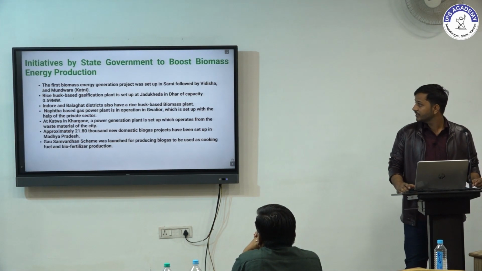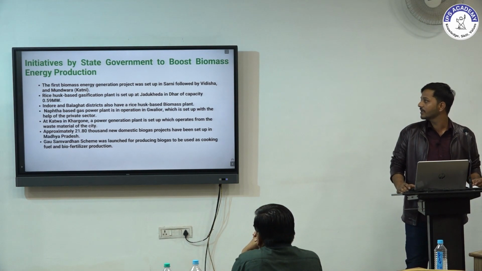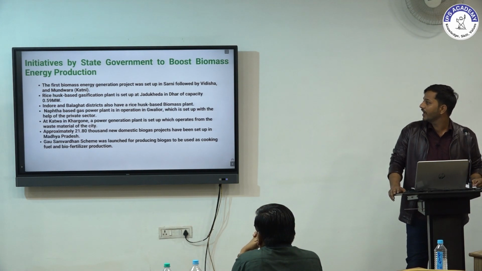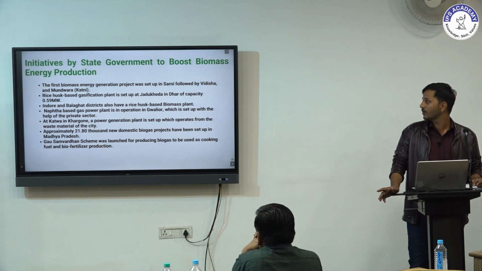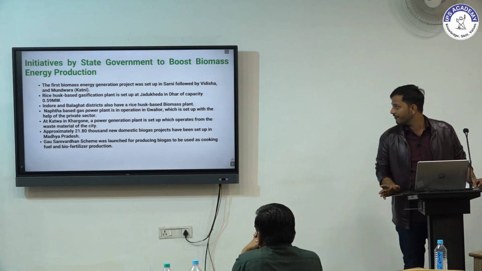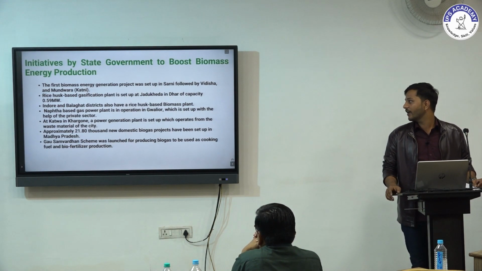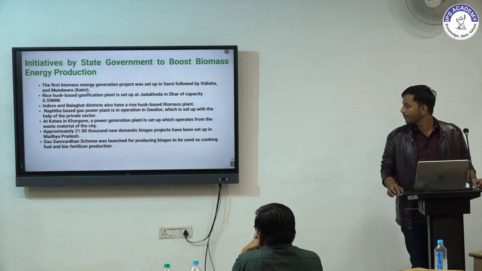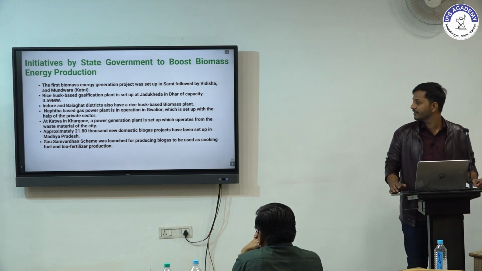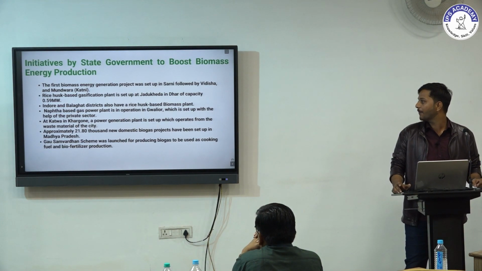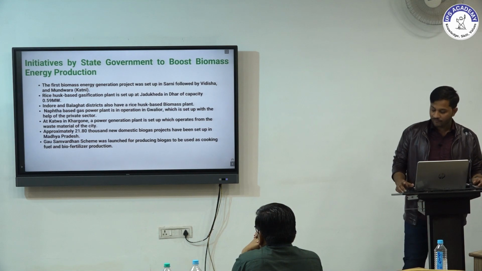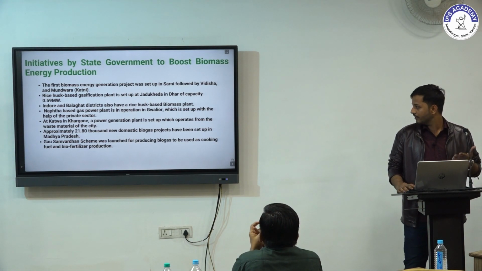The initiatives taken till now by the state government to boost biomass energy production are, for example, in Katni and Mandwara, we have the first biomass energy generation project. In Jadukheta at Dhar district, a rice husk based gasification plant of 0.59 megawatt capacity is set up. In Indore and Balaghat districts, again we have rice husk based biomass plants, and a naphtha based gas power plant is in operation in Gwalior, which is also my study town. And at Katma and Khargon, a power generation plant is set up which operates from the waste material of the city. So we have very much potential to explore the available renewable energy.